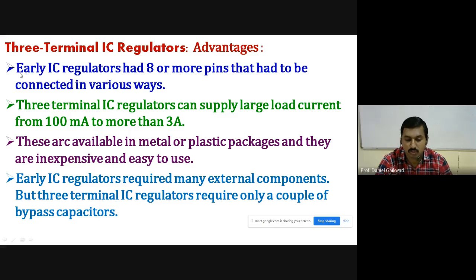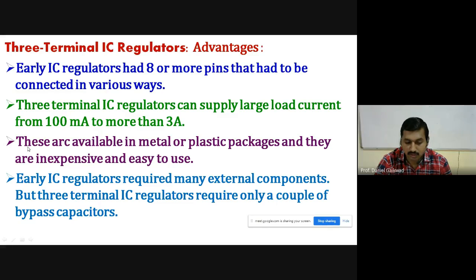Check carefully. Point number one: early IC regulators had eight or more pins that had to be connected in various ways. So we reduce to three terminals here in the new IC. A three terminal IC regulator can supply large load current, from 100 milliampere to more than 3 ampere. So the IC has a large range of load current.